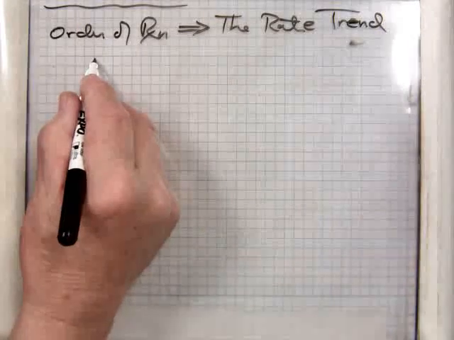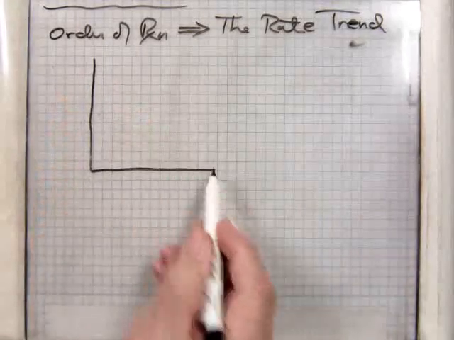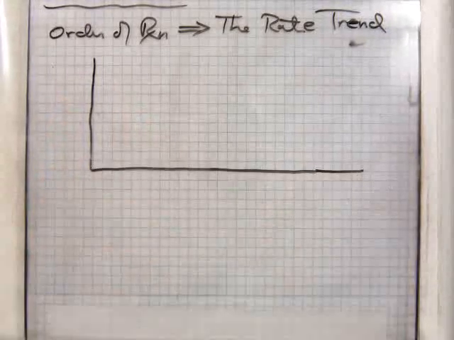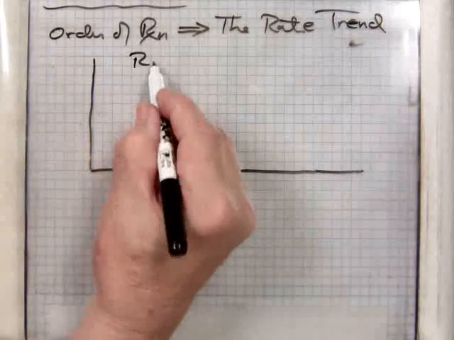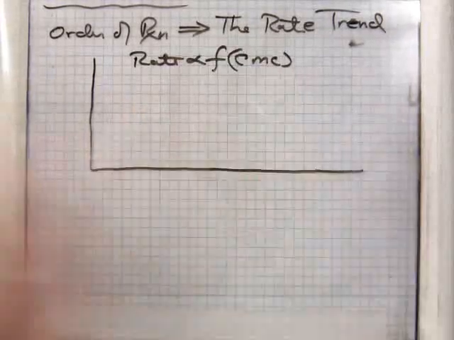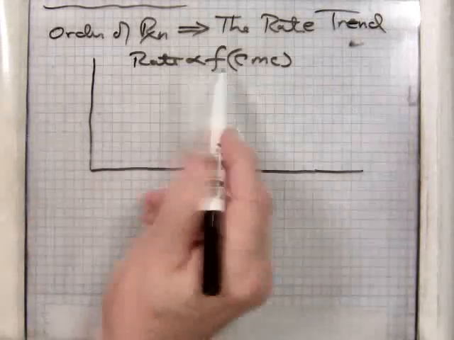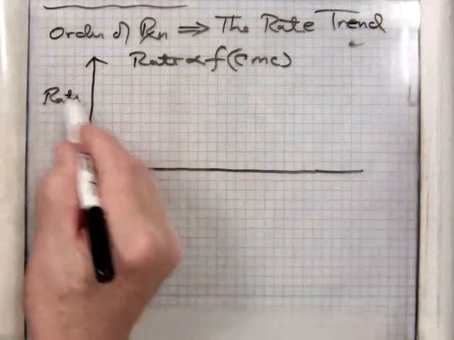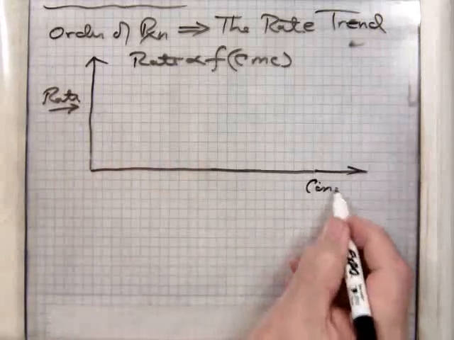Graphically, we're going to look at rate change as a function of concentration. That's what we're looking at. Rate, what's the function? Concentration. So this is our function. The y-axis over here is the rate, and the horizontal axis is the concentration.